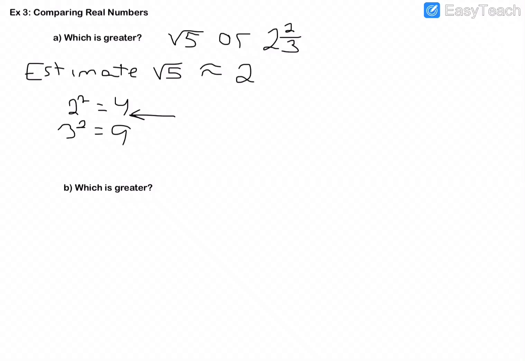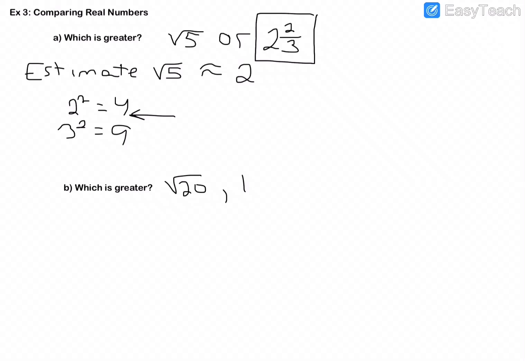So now you're looking at which is greater, 2 or 2 2/3? 2 2/3, because 2 2/3 is greater than 2. So that is the greater number. For B, which is greater, the square root of 20 or 10?